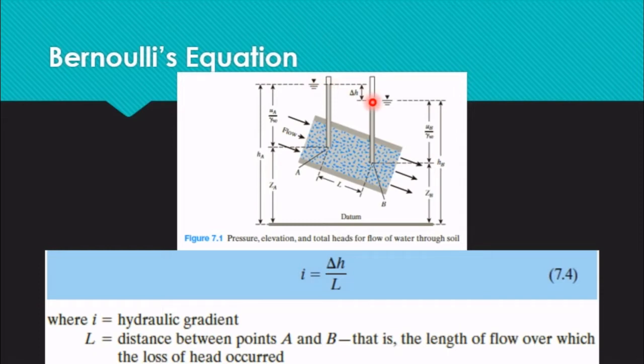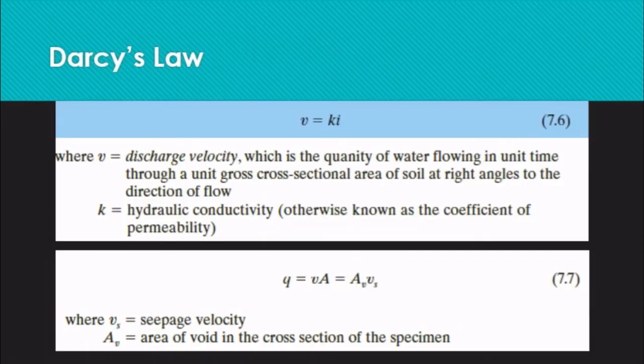Okay, so yan. And then, meron tayong tinatawag na hydraulic gradient. So, it is the ratio of the head loss, or the difference between the head from point A to point B, and the length of the soil sample. Yan. So, delta H over L. So, ang tawag dyan ay hydraulic gradient. So, ito ang pressure, elevation, and total heads for flow of water through soil. So that's for Bernoulli's equation.